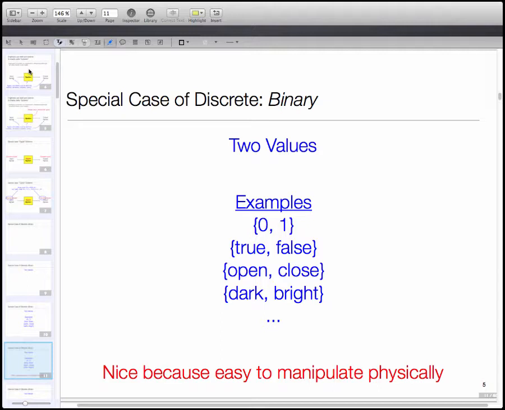How about things which are deep down continuous, but we ascribe a digital interpretation to it? So we talked about voltage is one. Think of something.